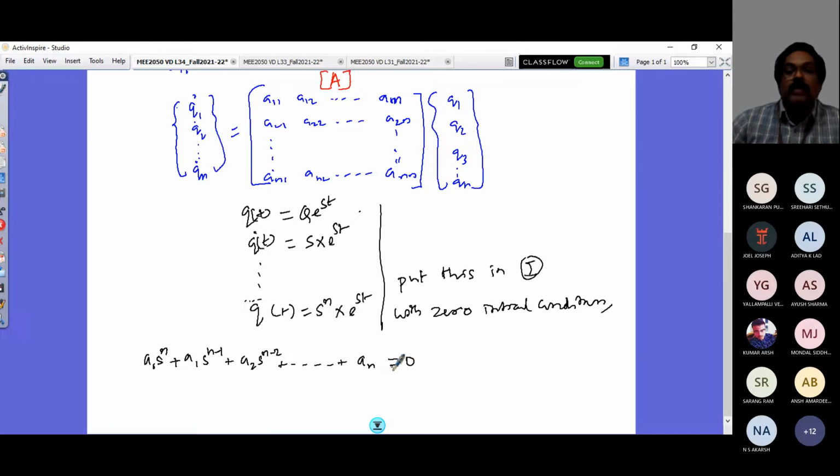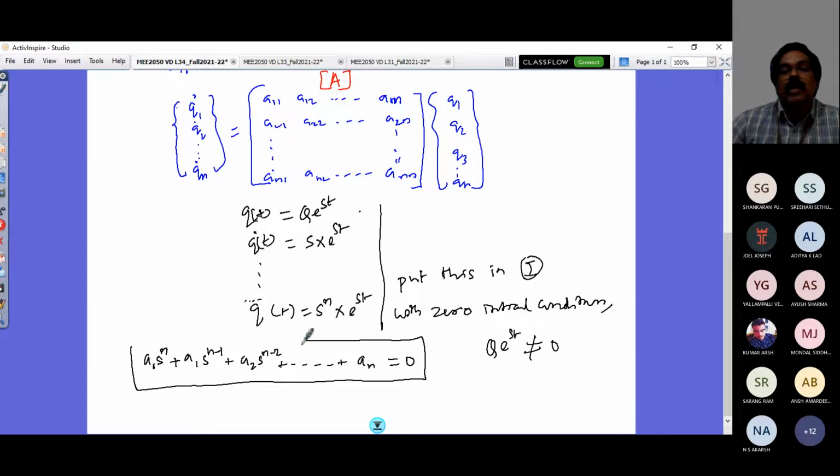Why? Because Q e power st cannot be equal to 0. By substituting this in my ordinary differential equation, I'll have this common term out. This cannot be equal to 0 to avoid triviality. So this part can be made equal to 0. This is what is called a characteristic polynomial.